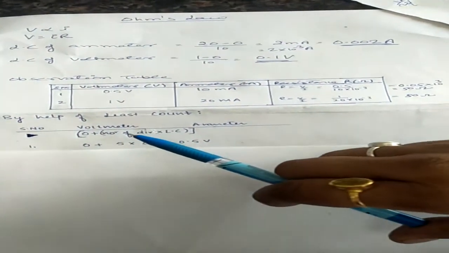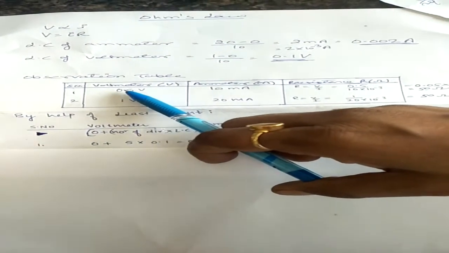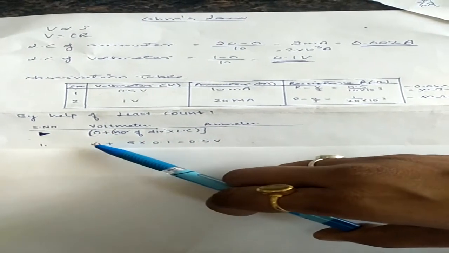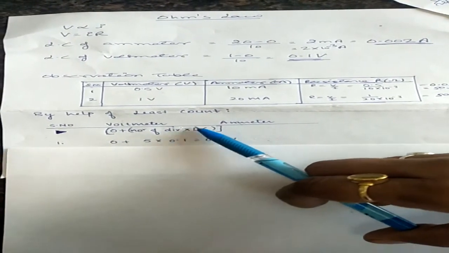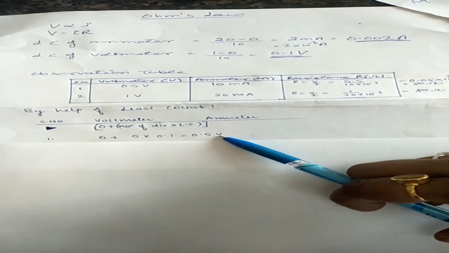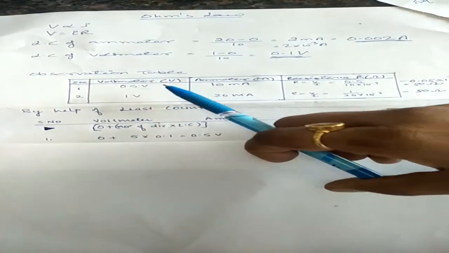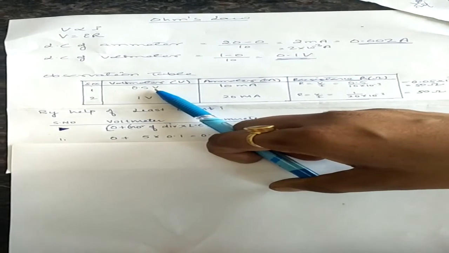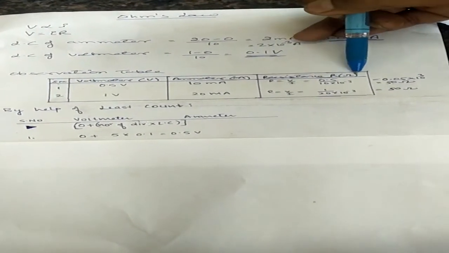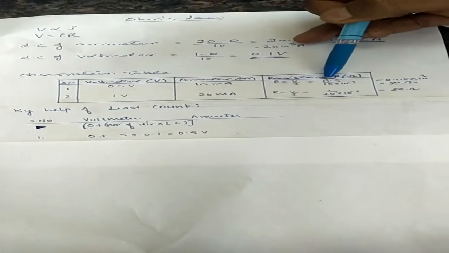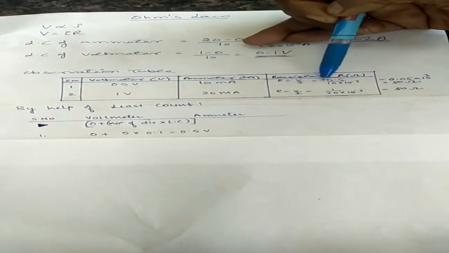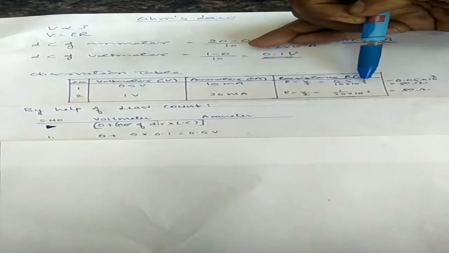Now children, here you can see I have calculated the reading of the voltmeter as 0.5 volt: 0 is the first reading plus the number of divisions, 5, into the least count, 0.1, so it becomes 0.5 volt. So the corresponding value for the ammeter reading of 10 milliampere is 0.5 volt. Now I have to calculate the resistance. R is equal to V upon I. V is 0.5 volt and the ammeter reading is 10 milliampere, that is 10 into 10 to the power minus 3, so it becomes 50 ohm.